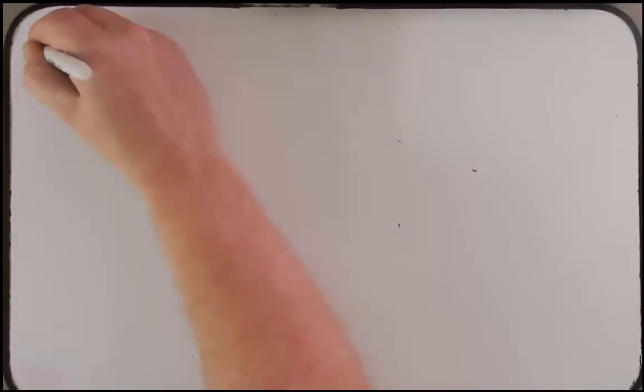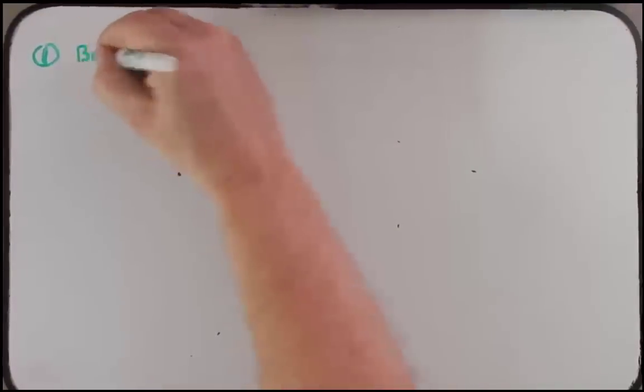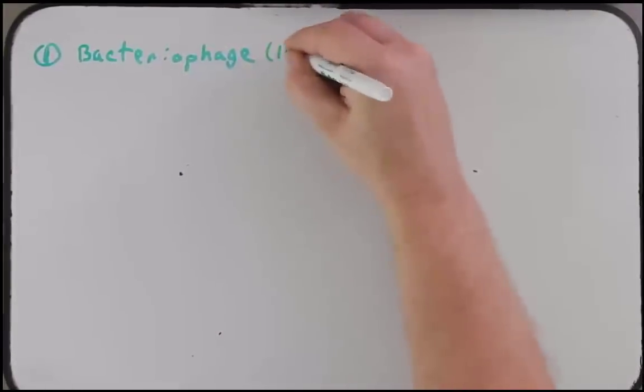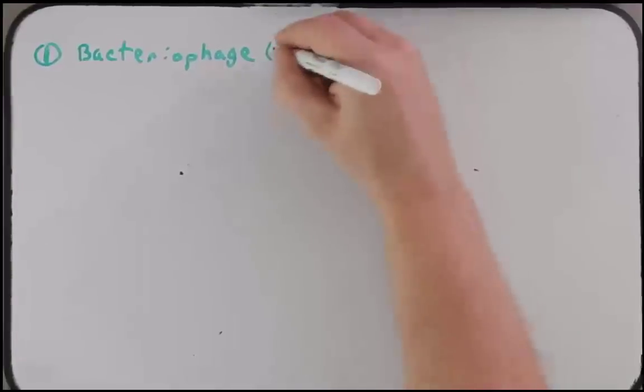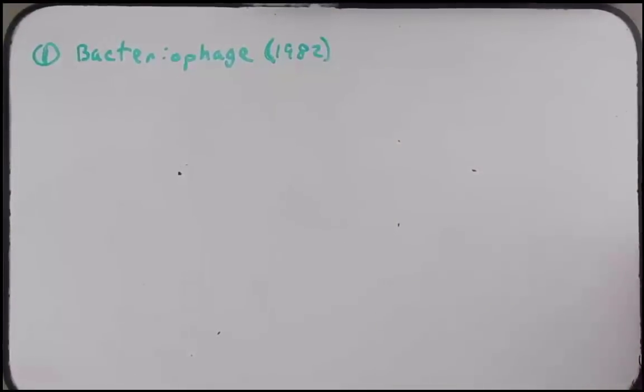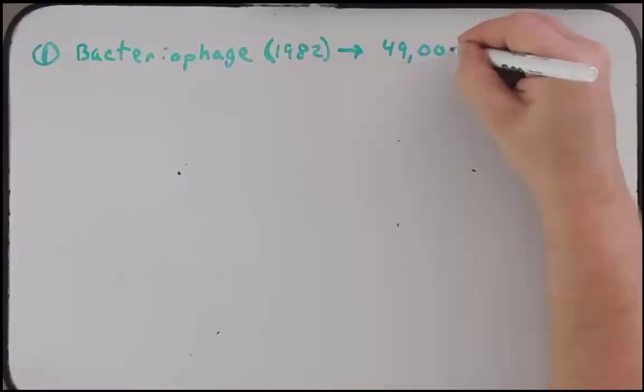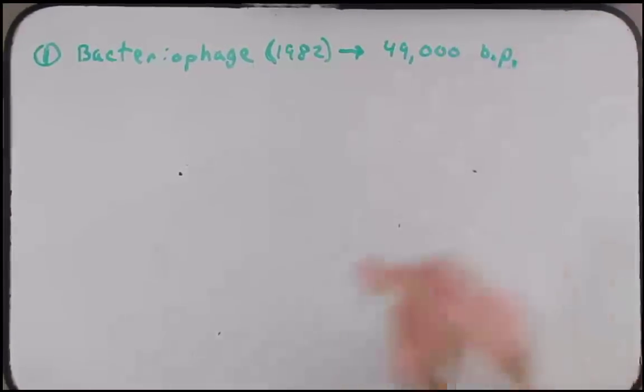So the first genome to be sequenced was bacteriophage. It was sequenced in 1982. I'm not going to ask you years on an exam, but I'm just putting that there for your reference. It was pretty small, only about 49,000 base pairs. But the amount of time it took them to sequence these 49,000 base pairs, we can now sequence millions of base pairs in that same amount of time, or less.